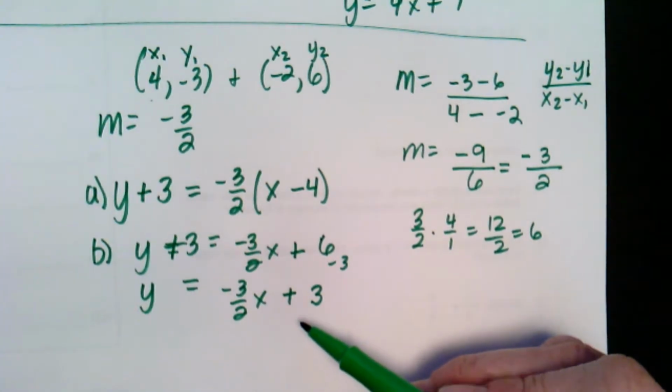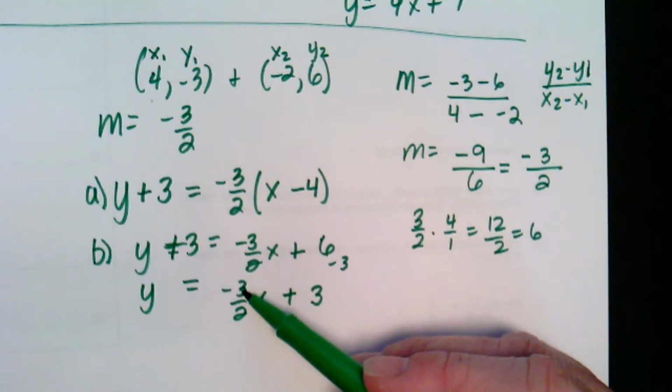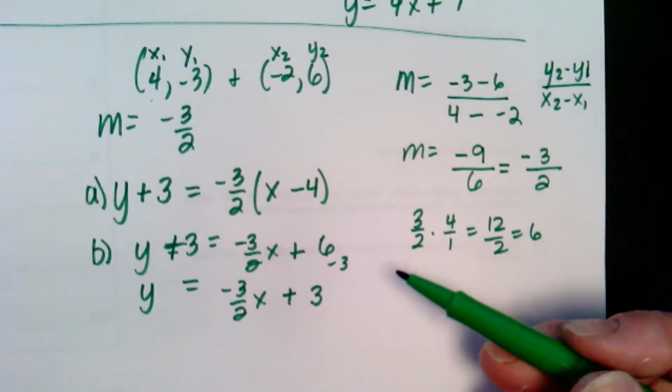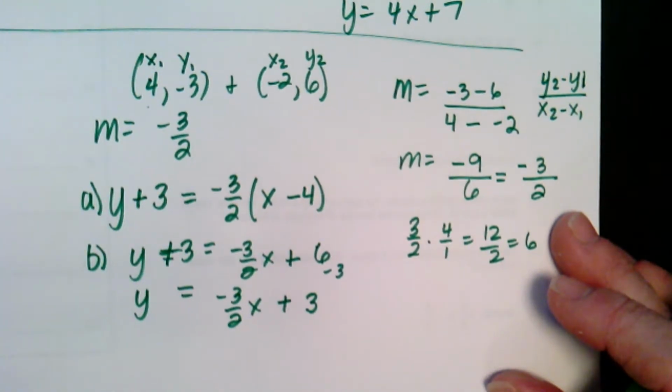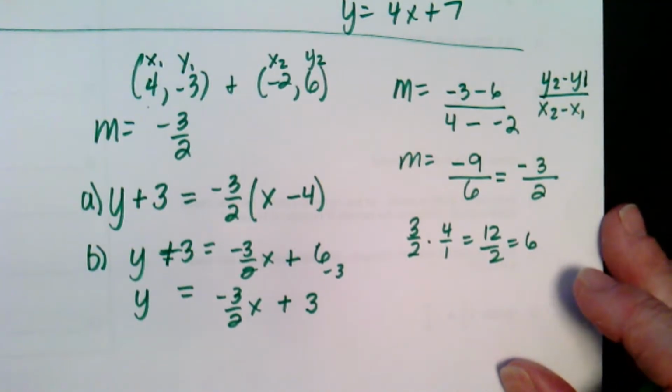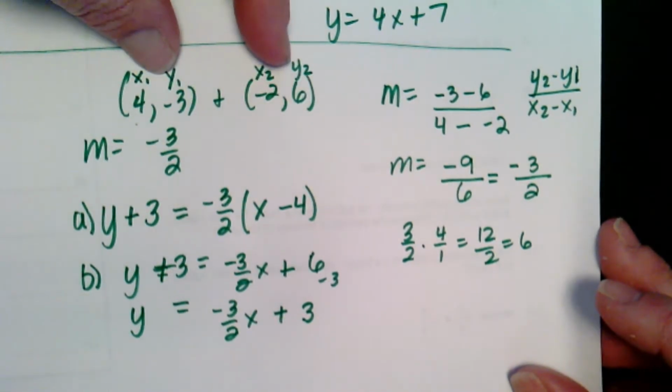So this means on our graph, we'll start at the 3 on the y-axis, we'll go down 3 and over 2, and then we'll have a line. So this was an example where they didn't give you the slope, but we could find the slope from the information they give you. So anytime they give you 2 points, you know you can find the slope.